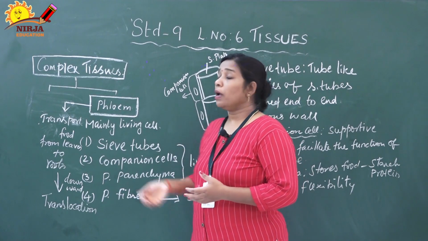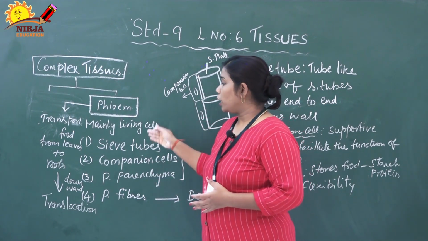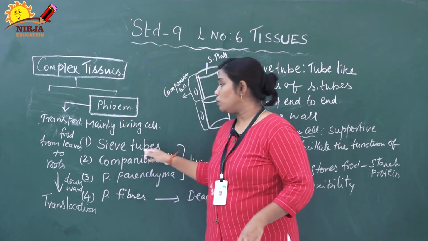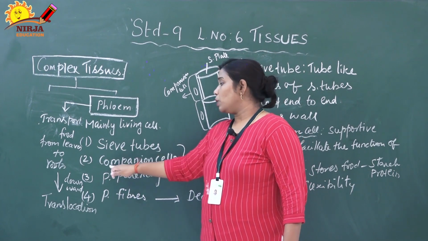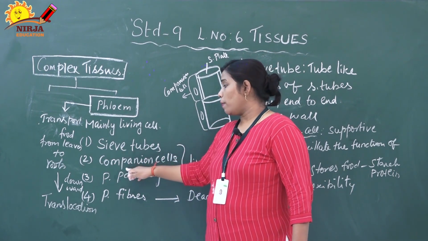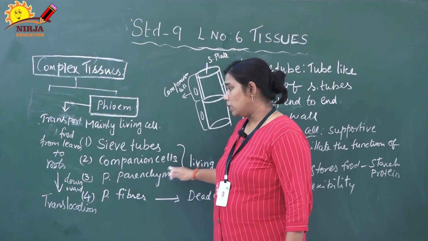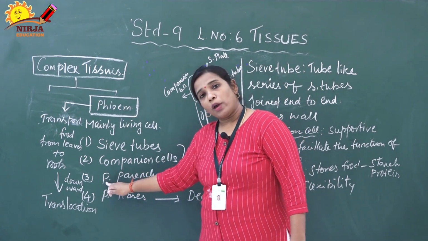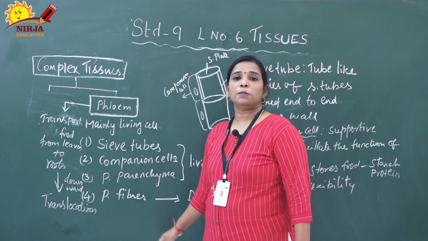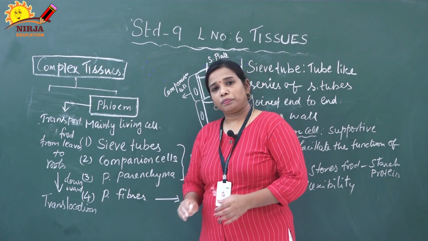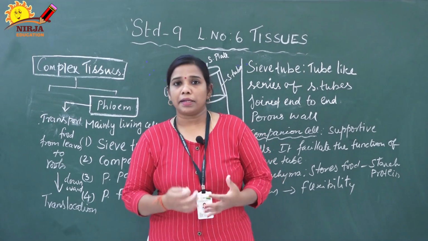This phloem is mainly composed of living cells. It also contains four components. One is sieve tubes. Another one is companion cells. Third one is phloem parenchyma, and then phloem fibers. These are the four components present in the phloem tissue. Where is phloem abundantly present? The occurrence of phloem.